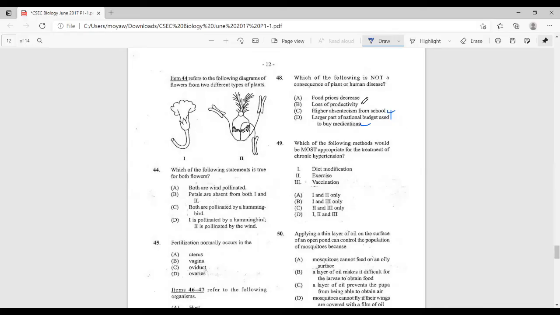If we are still thinking about COVID, we could have seen that it is stopping productivity because a lot of persons are not working, and then a lot of stuff are not being produced. And then the next one, food prices decrease. So not necessarily, because we are using COVID here, as we can see with COVID, the food prices skyrocketed, they went up. So this definitely would not be a consequence of it.